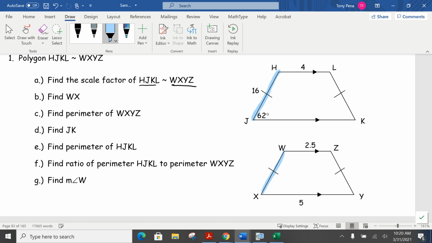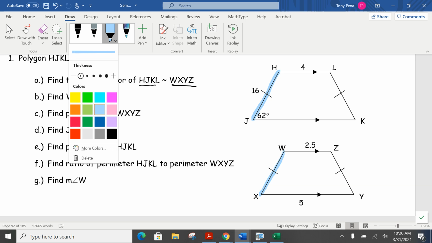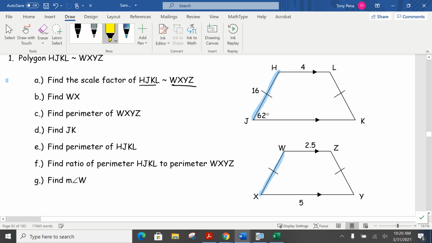HJ corresponds to WX. That doesn't do us any good because we know one of them, we don't know the other. We have to find the set of corresponding sides that we know both lengths of. So identify what side on each of those correspond, and we know those values. All right, what are they, Kim? Good. HL and WZ. We know this is 4, this is 2.5. It's the only set of corresponding sides that we know. So those are the ones that we're going to use.